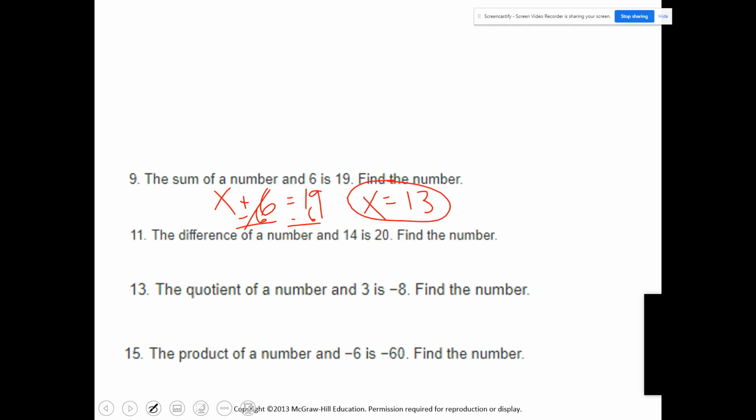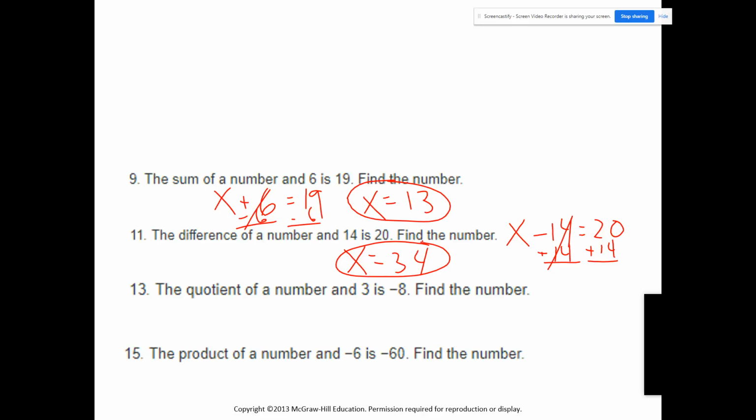For number 11, difference means subtraction. So it says the difference of a number and 14 is 20. So we're going to get x minus 14 equals 20. We're going to add 14 to both sides. And we're going to get x equals 34.